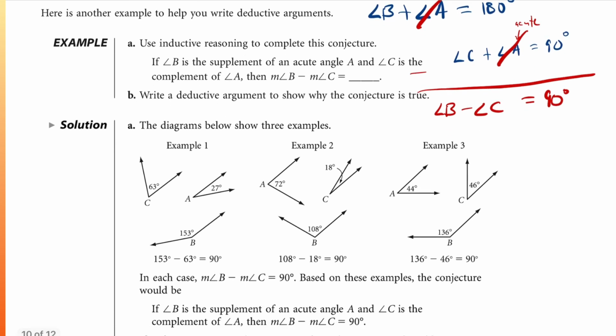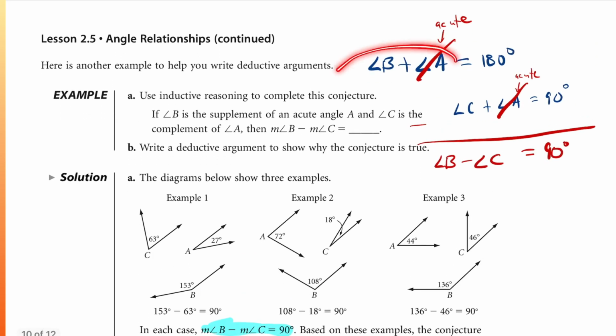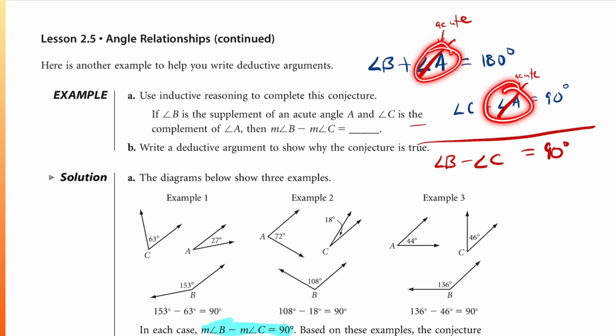So I just wrote two equations. Angle B and angle A are supplementary. Angle C and angle A are complementary. And if you subtract these two equations, B take away C is B minus C. A take away A cancel out. 180 take away 90 equals 90.